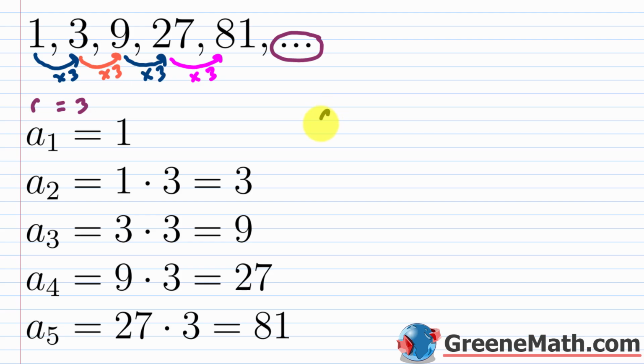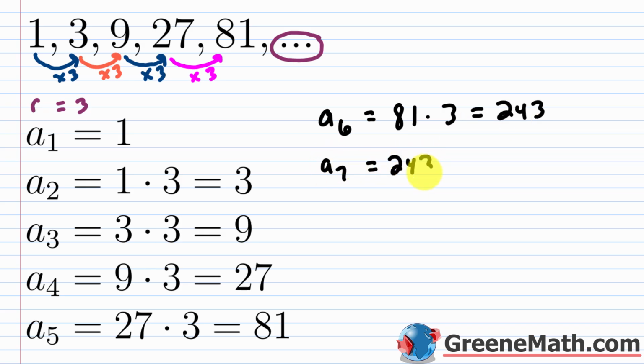I think we all know that if we wanted a sub 6, this equals what? The a sub 5 value, which is 81, times 3, that's your r, and that equals 243. And then if you wanted a sub 7, that equals 243, that's your a sub 6 value, times 3, which equals 729. And so on and so forth.